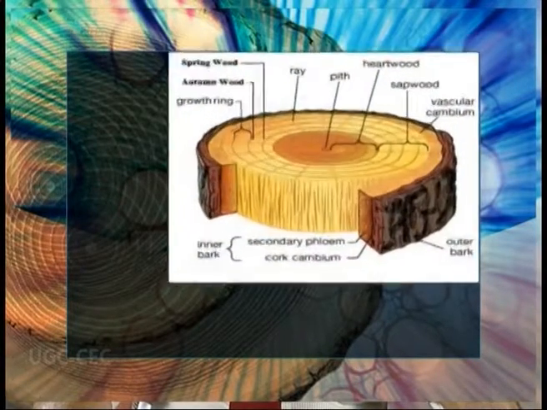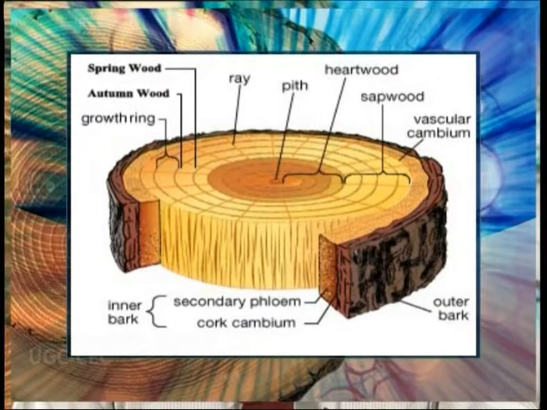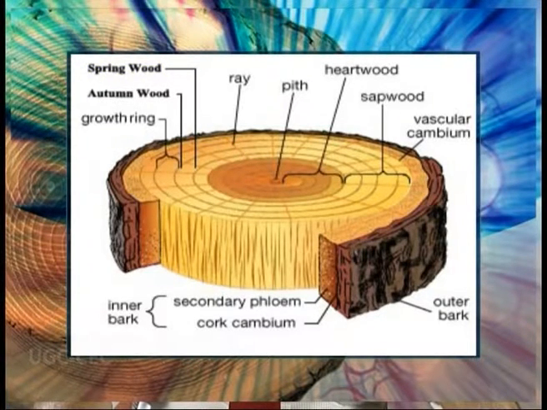Each year the mitotic division of the cambial ring usually begins in the spring season. The secondary xylem that is formed in the spring season is therefore known as spring wood or early wood, while the secondary xylem formed in the autumn is known as autumn wood or late wood.